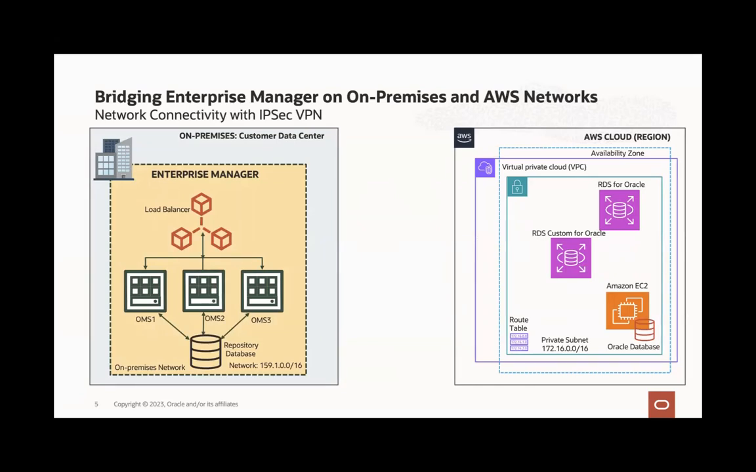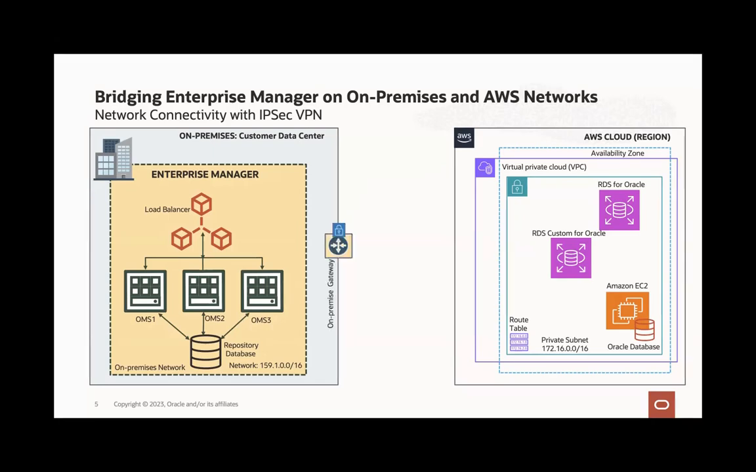we have AWS Cloud hosting services such as RDS for Oracle, RDS Custom for Oracle, and Oracle Database running on an Amazon EC2 instance. So to monitor the RDS Oracle database running on AWS through Enterprise Manager, which is deployed on the on-premise network, the on-premise network needs to be extended to connect to the AWS cloud. Configuring the network between on-premise and AWS plays an important role for seamless, secure data transfer between the networks.